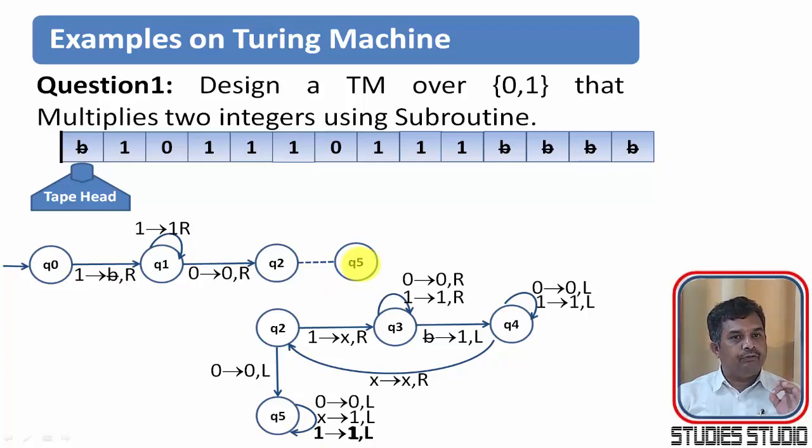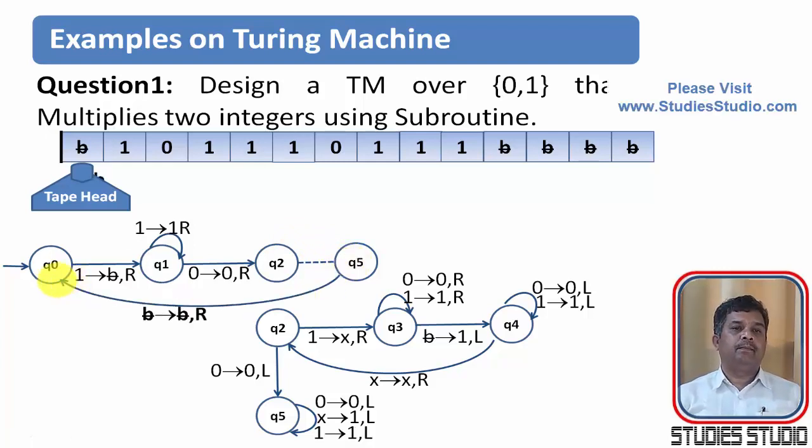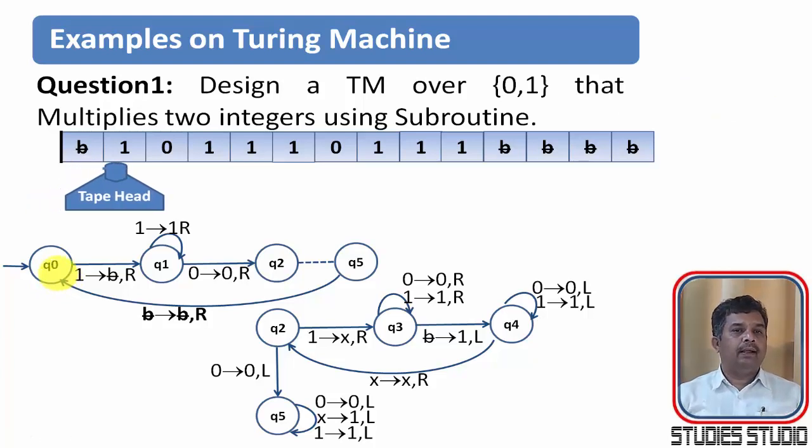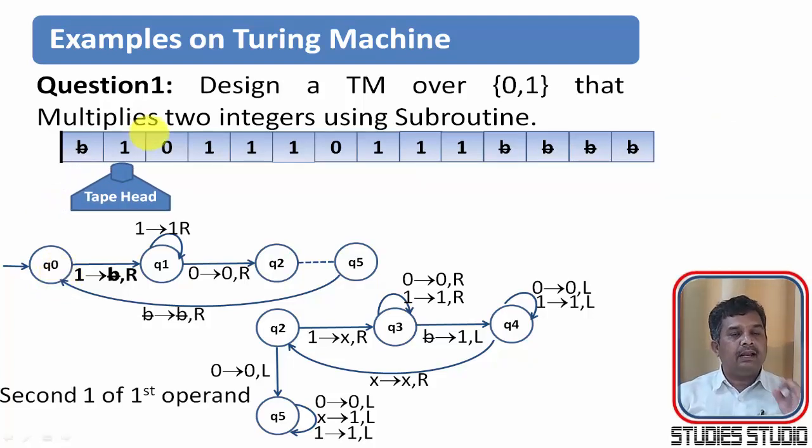Now I am at Q5 and my input symbol is blank. So what am I going to do? I am going to write blank onto it and start moving right. Now you see my input symbol will be 1 and this is the second one of the first operand. Whatever we have done for the first one in the first operand, the same thing I will be doing for the second one of the first operand also.